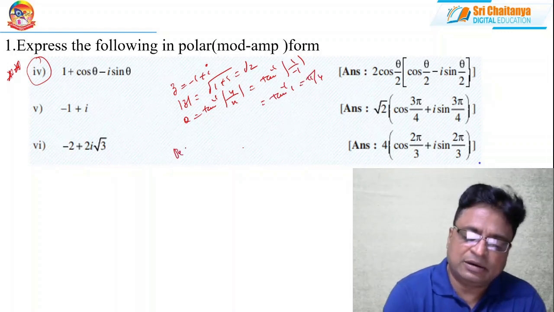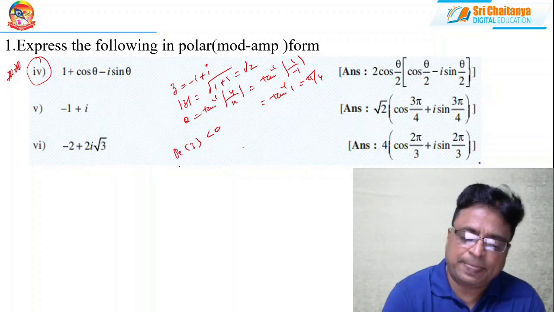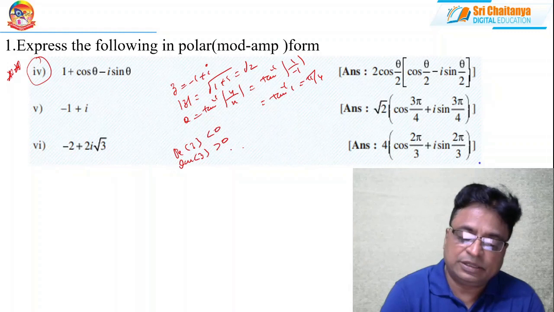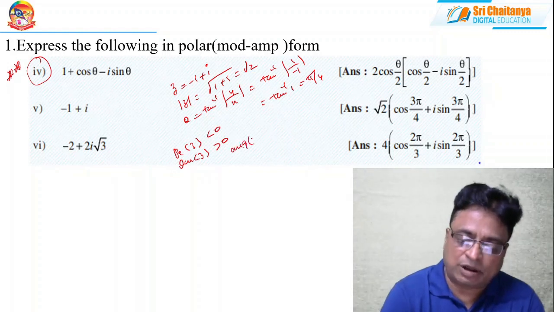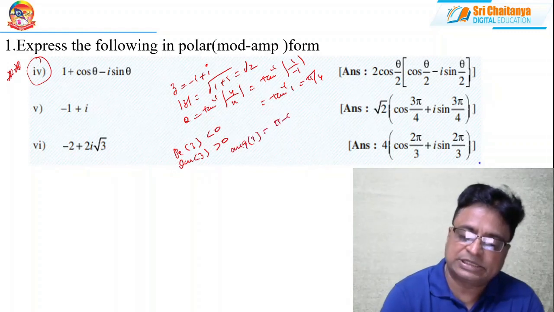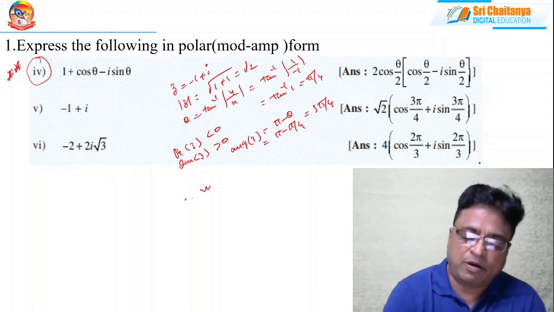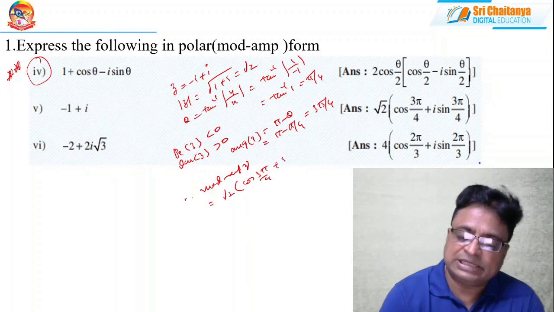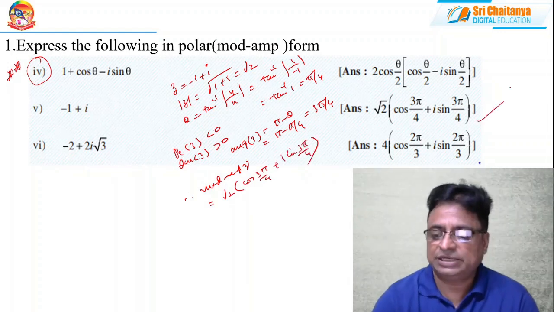Again here, real z is what? Negative. Imaginary z is what? Positive. That is in the second quadrant. Therefore the argument, or principal argument, of z is equal to pi minus theta, that is pi minus pi by 4. This is an important step, 3 pi by 4. Therefore the mod amp form or polar form is root 2 into cos 3 pi by 4 plus i sin 3 pi by 4. That is the answer that you can get.